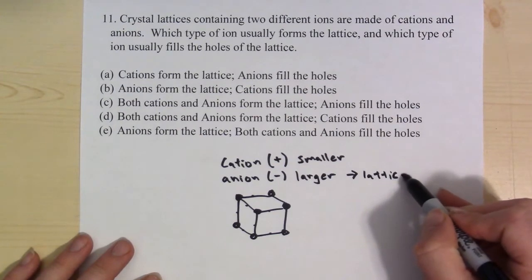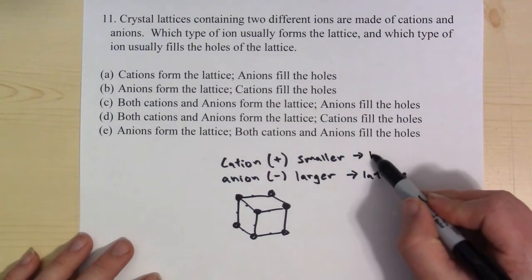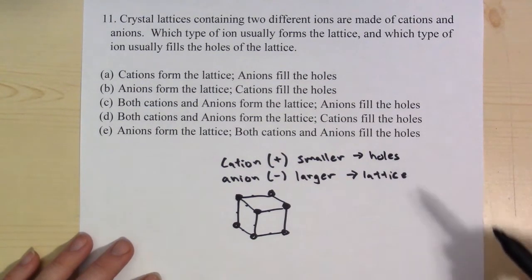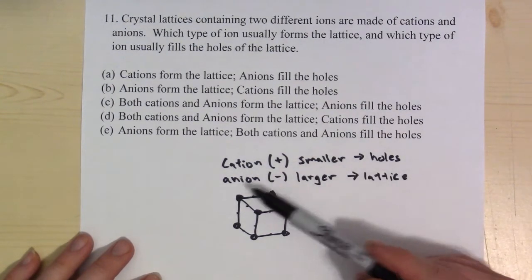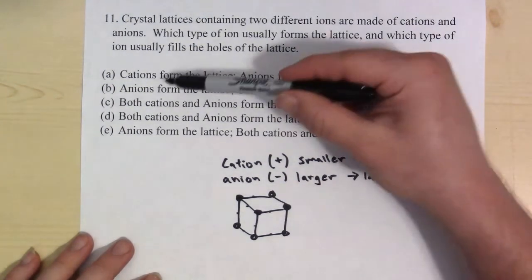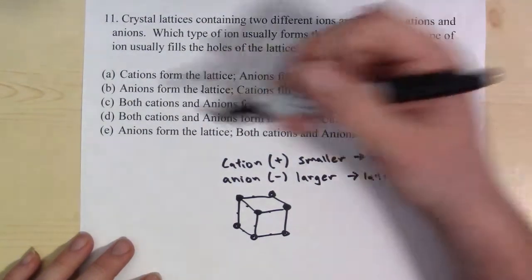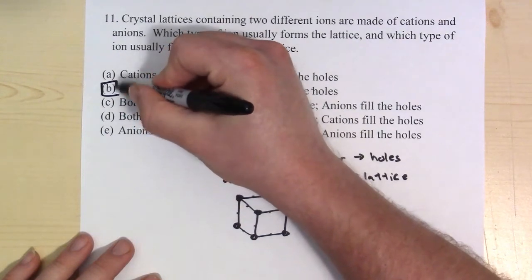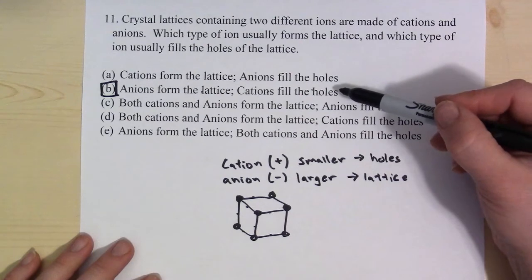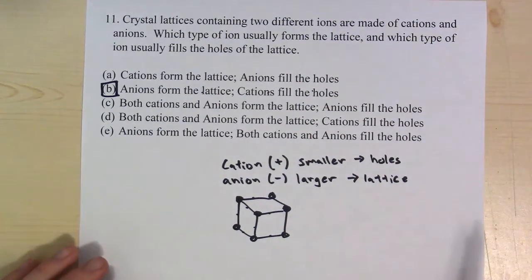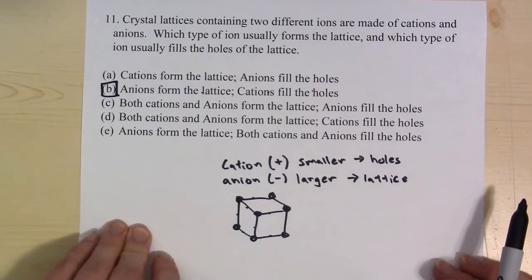And it would make sense that these smaller ions, or here the cations, those are going to fill the holes. So we want cations in the holes, anions on the lattice. So here that is B, anions form the lattice, and cations fill the holes. So this is what you're going to most typically see in all the cases that you'll run across here. Anions form the lattice and cations filling the holes.